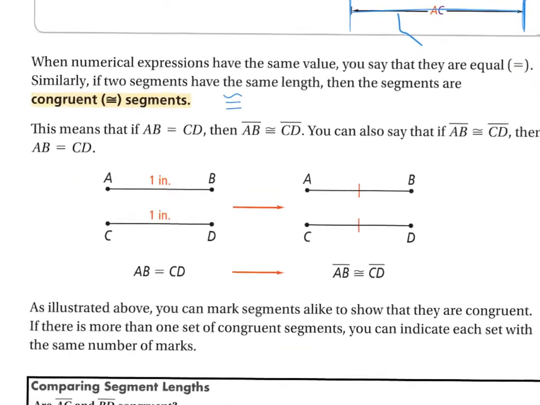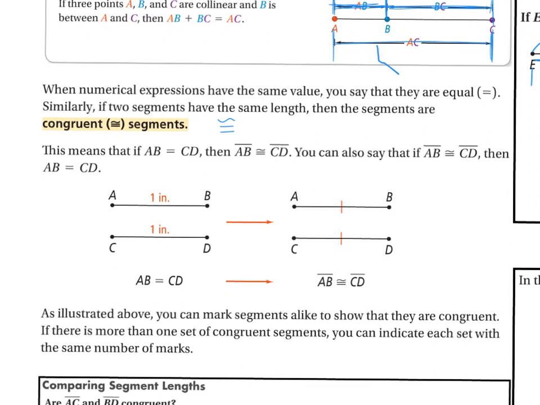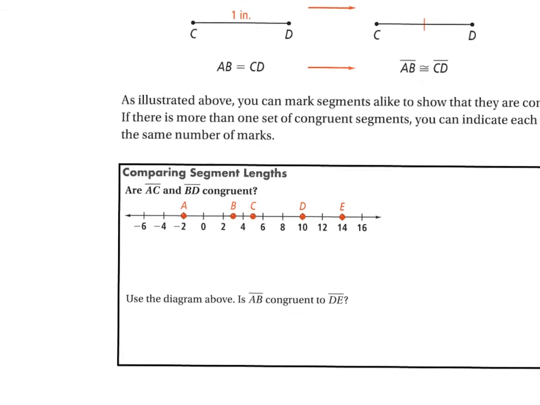So on this one, it says AB and CD. See how they're both 1 inch right there? It tells you. So then you could also, instead of writing that, say AB is congruent to CD. That's another way you could say it. Okay, now let's go on.